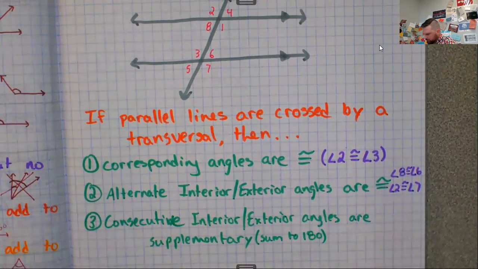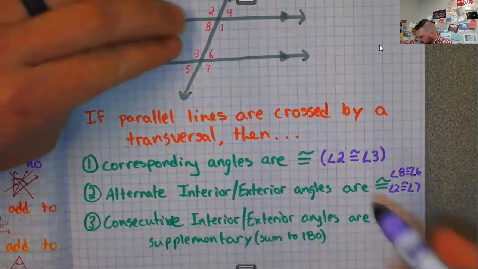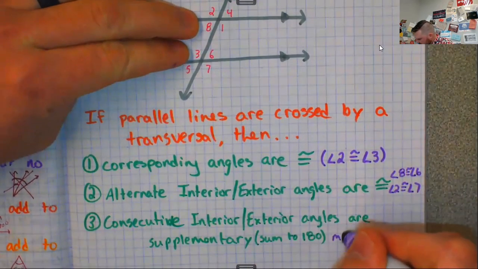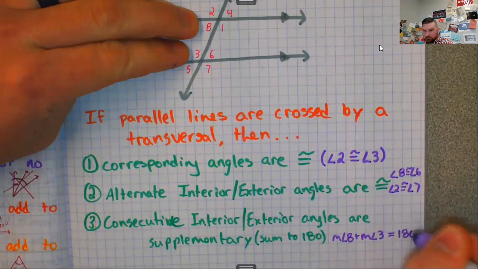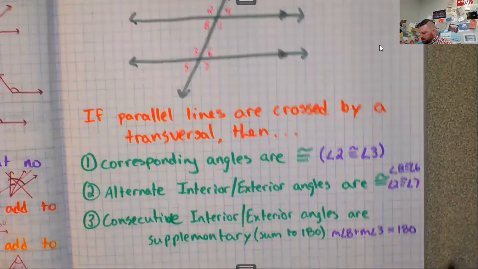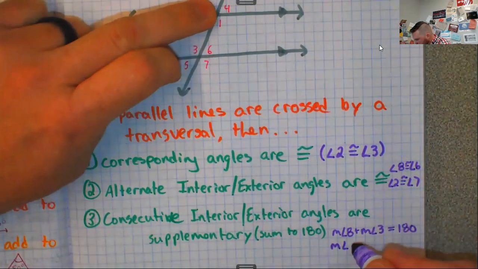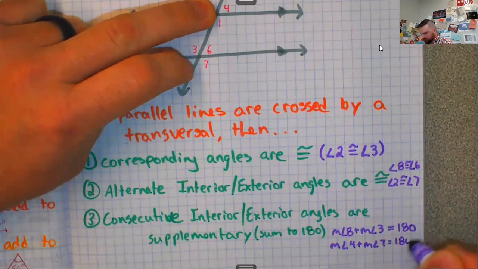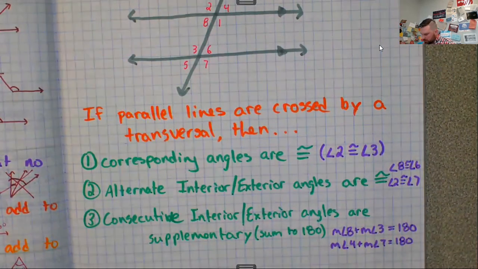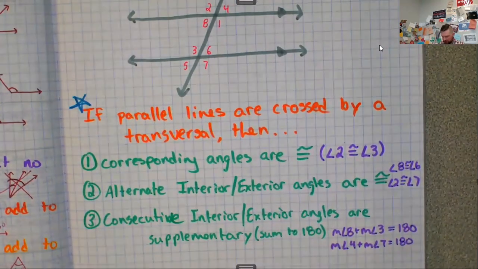So for instance, we have consecutive interior and exterior angles. Let's just look at the interior. The measure of angle 8 plus the measure of angle 3 will equal 180. And then we can do consecutive exterior. The measure of angle 4 plus the measure of angle 7 equals 180 also. Again, these only work if the lines are parallel. If they're not parallel, then these things don't work out.